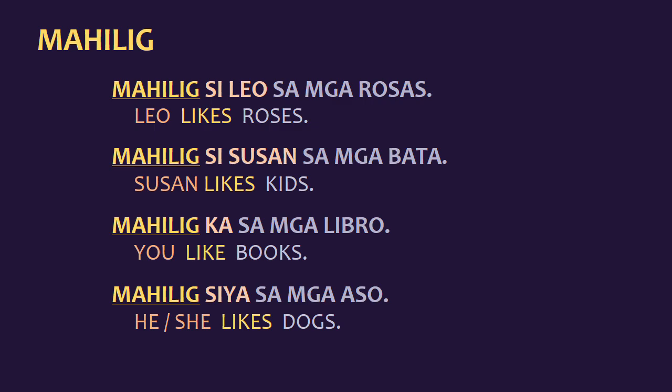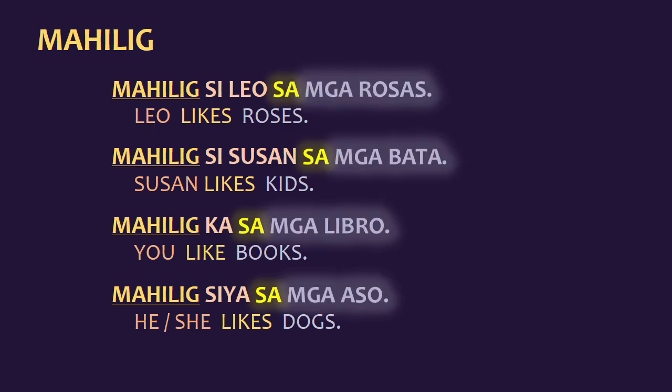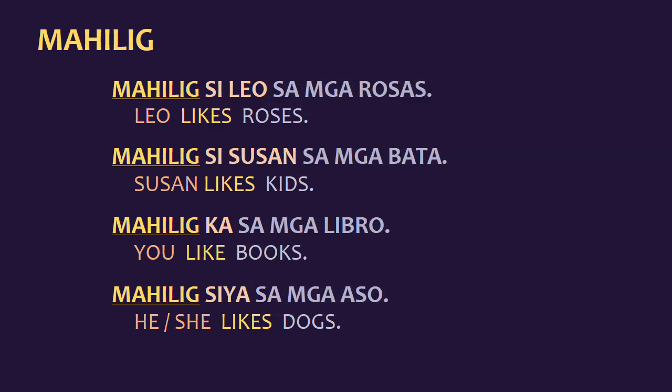Now, if you look at our examples, we used sa before the object that is being liked. And the subject or the focus of the Tagalog sentence when using mahilig is the doer of the action. Okay, I'll give you more examples. Earlier, I said that we use mahilig for people's interests, likes, preferences.